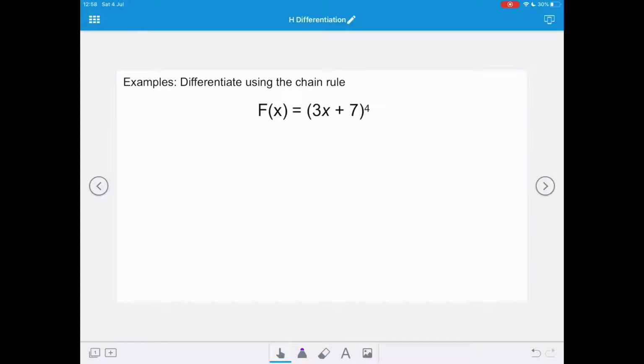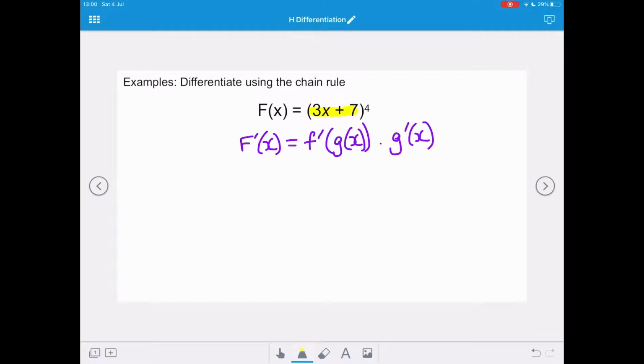So in our first example, we want to differentiate, using the chain rule, the composite function (3x + 7) all to the power of 4. So our outside function is (3x + 7) to the power of 4, and our inside function is 3x + 7. So we want to differentiate the outside function, and then we want to multiply that by the derivative of the inside function.